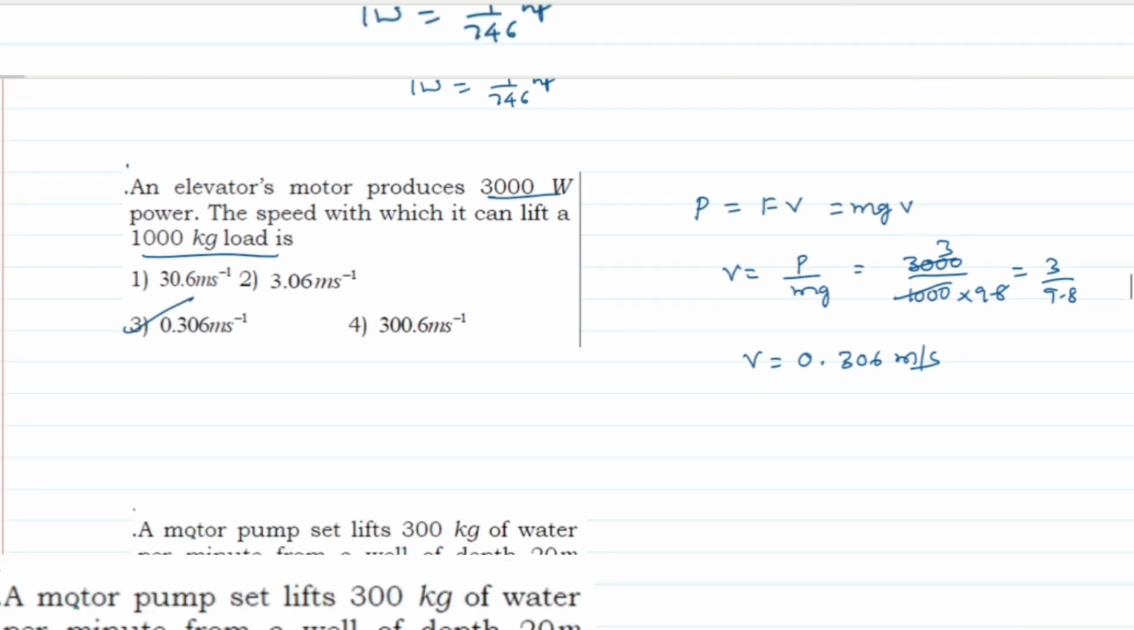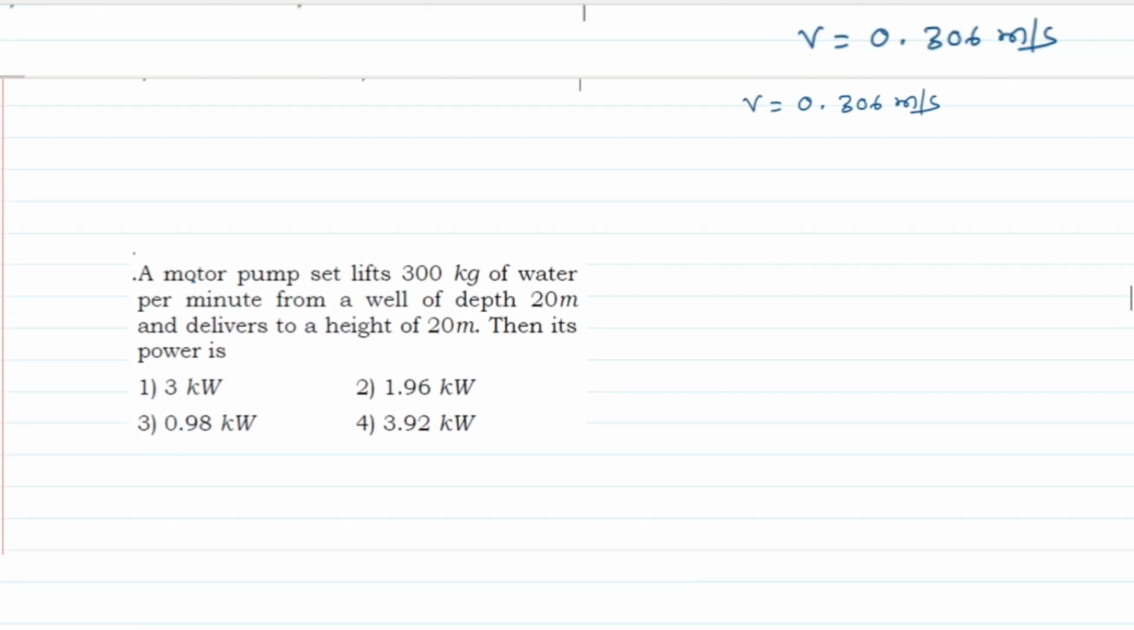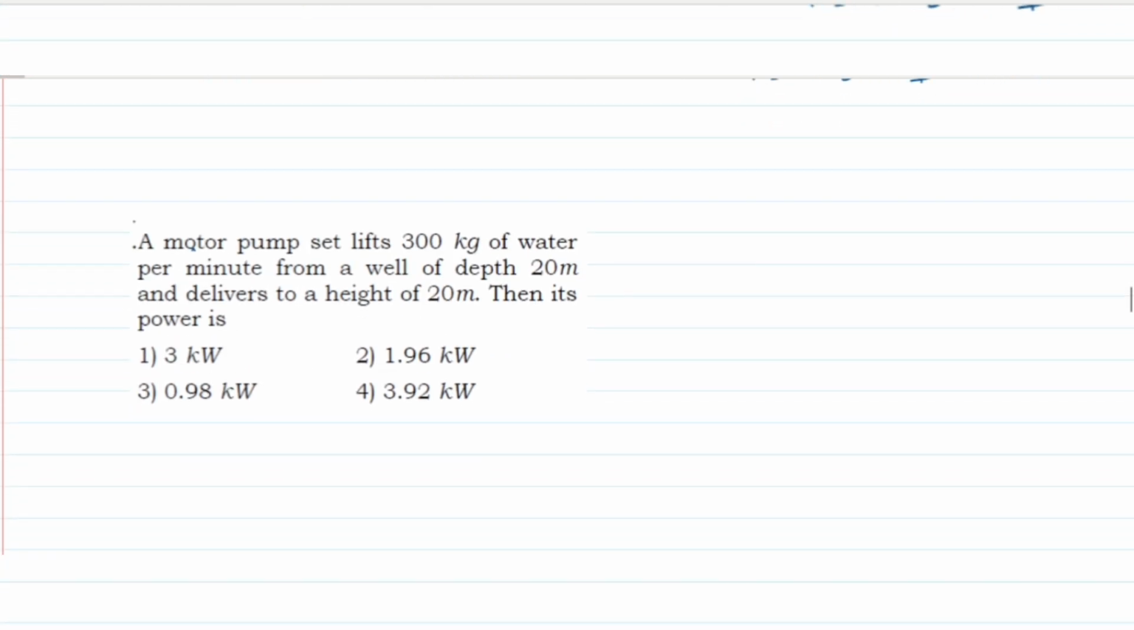The next question says a motor pump set lifts 300 kg of water per minute from a well of depth 20 meters and delivers it to a height of 20 meters. So here a motor pump you are taking, students.